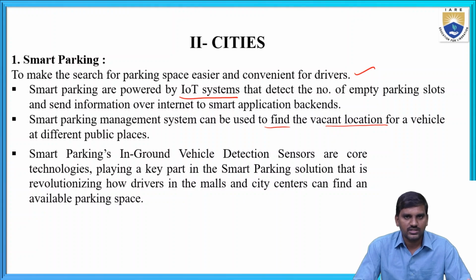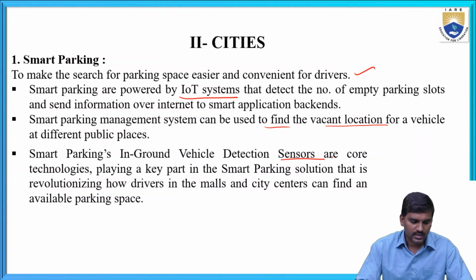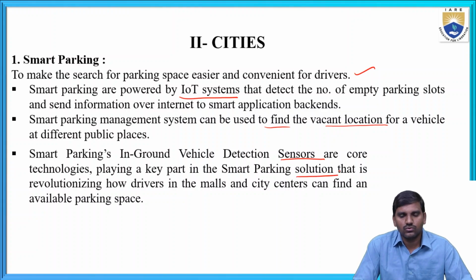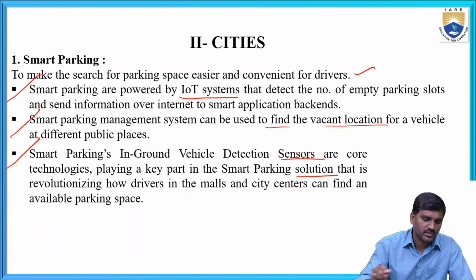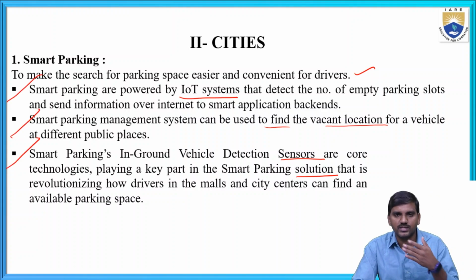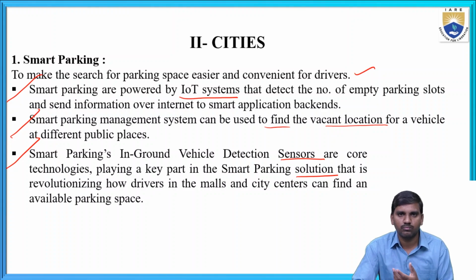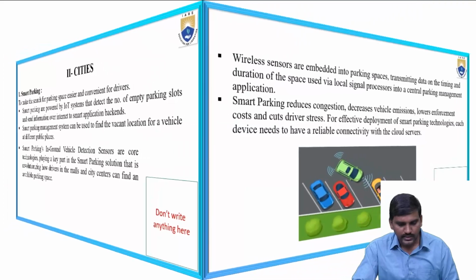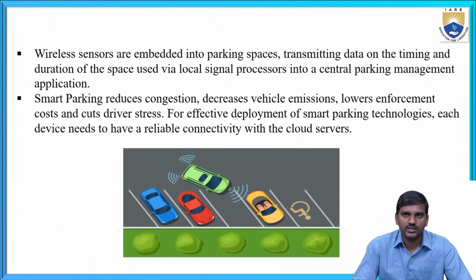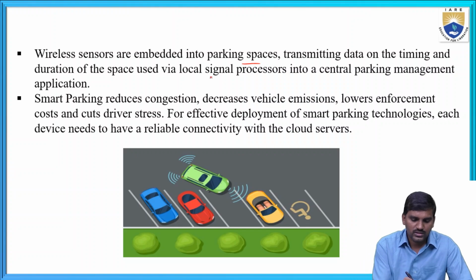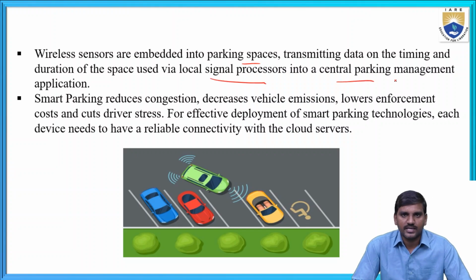The last one, in-ground vehicle detection sensors are also core technologies playing a key part in the smart parking solution. That is revolutionizing how drivers in malls and city centers can find an available parking space. So these are the three points regarding smart parking, identifying the free space to park vehicles. And continuing, wireless sensors are embedded into the parking spaces, transmitting data on the timing and duration of the space use via a local signal processor into central parking management applications.